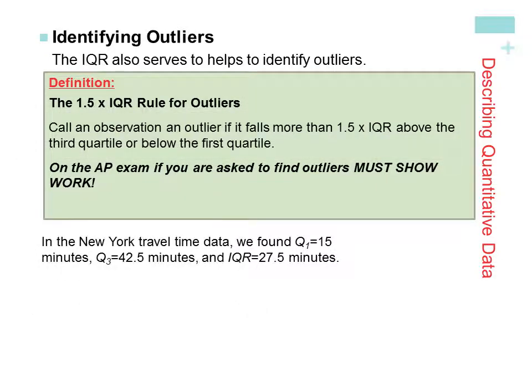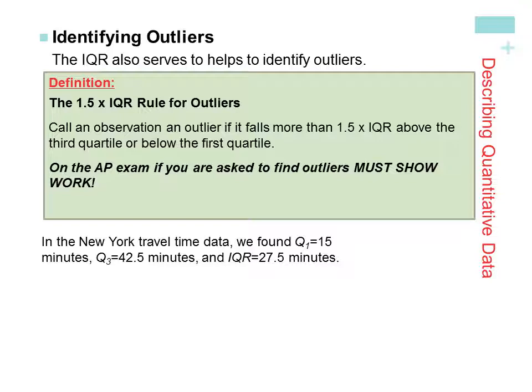The other thing that the IQR is important for is that it can help us identify our outliers. We talked about the center, we talked about the spread, now let's talk about outliers. How do we find an outlier? We take 1.5 times the IQR. We call an observation an outlier if it falls more than 1.5 times the IQR above the third quartile or below the first quartile.